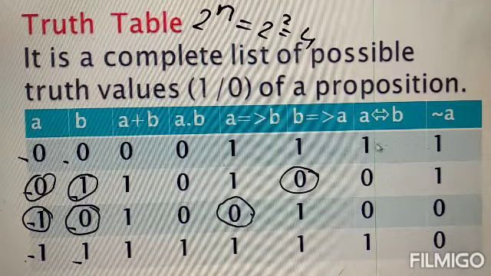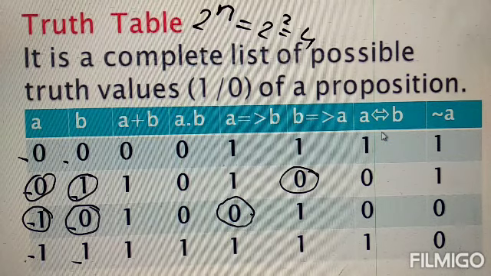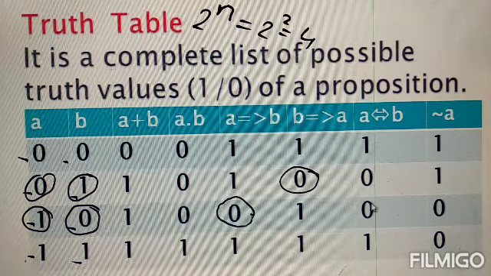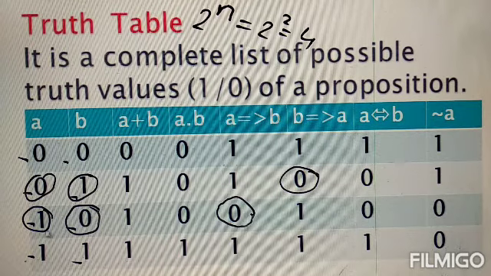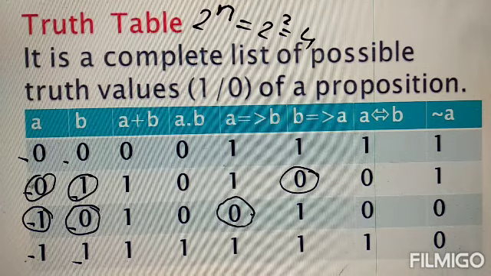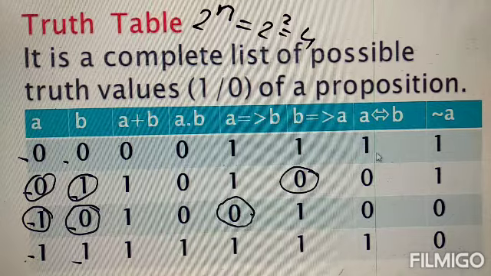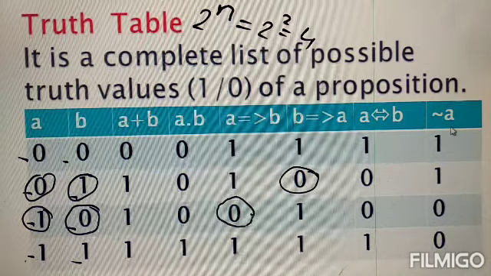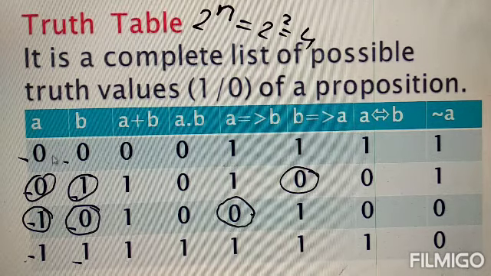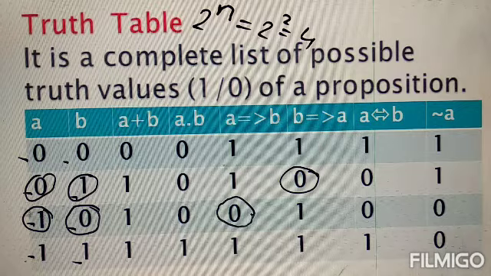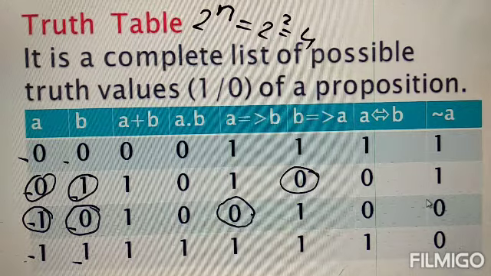The next is A equivalence B. A equivalence B is 0 if A is 1, B is 0, or B is 1, A is 0. You can see this. And A naught is a negation, which is the opposite of A. If A is 0, it is 1, and if it is 1, it is 0.